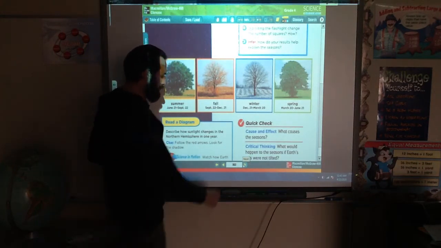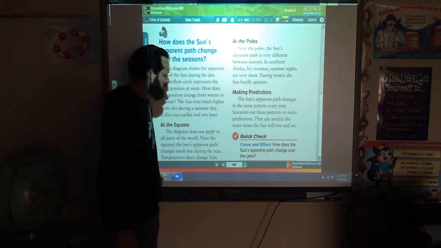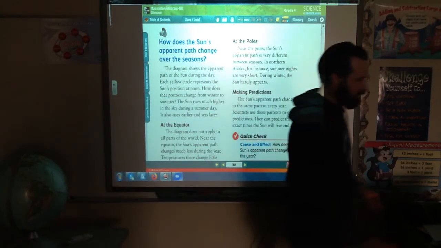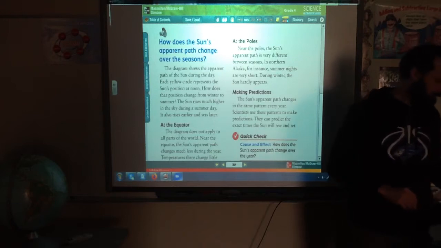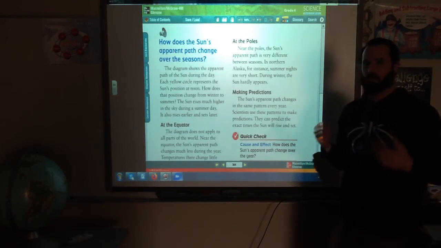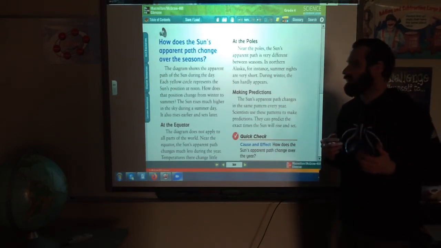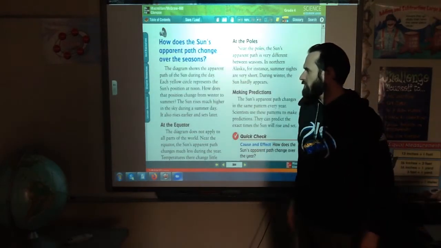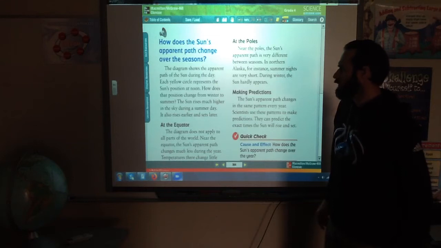Come on, let's go to 364 and finish this section. All right. So this one talks about how the sun's apparent path changes over the seasons. The apparent path is what the sun looks like when you go outside and look. The diagram shows the apparent path of the sun during the day. Each yellow circle represents the sun's position at noon. How does that position change from winter to summer?